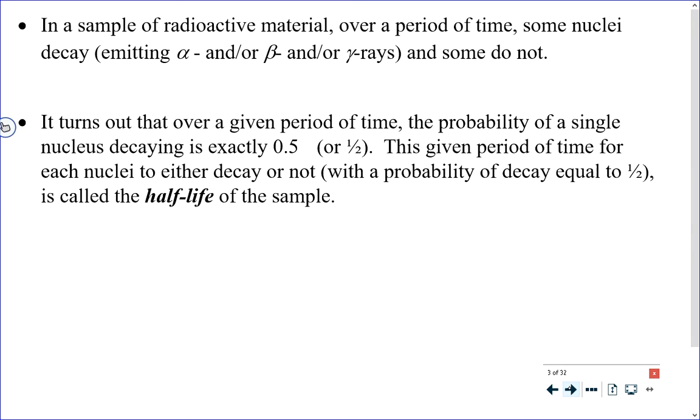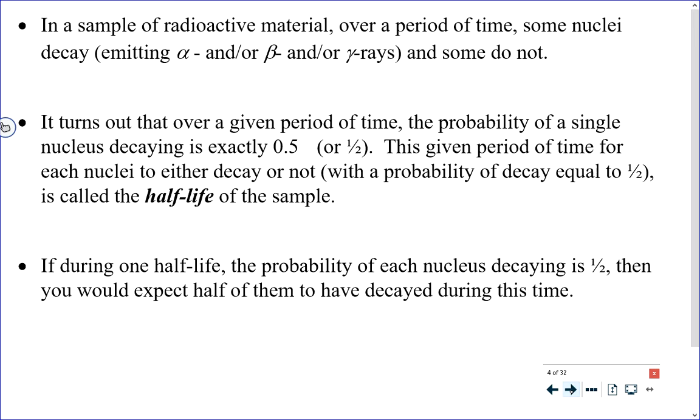It turns out that over a given period of time, the probability of a particular nucleus decaying is exactly 0.5. Now in mathematics and science, we don't like to use percent for probability. We like to use either fractions or decimals. But I think it's worthwhile to mention that when we say the probability of some event happening is 0.5, what we're talking about here is a 50% chance. So in this period of time, which is called the half-life of the radioactive isotope, each nucleus has a probability of 50% or 0.5 of decaying.